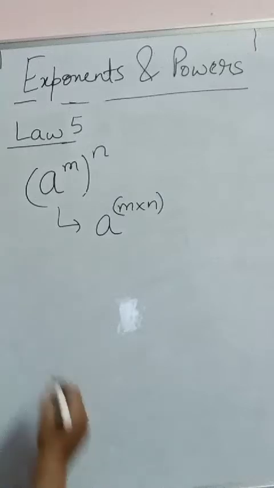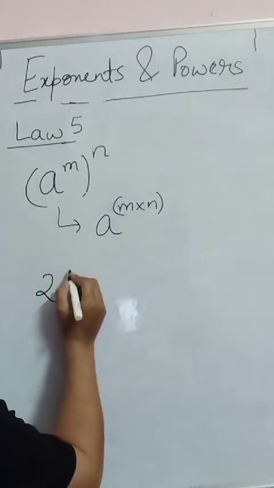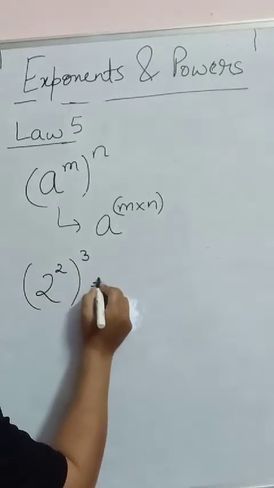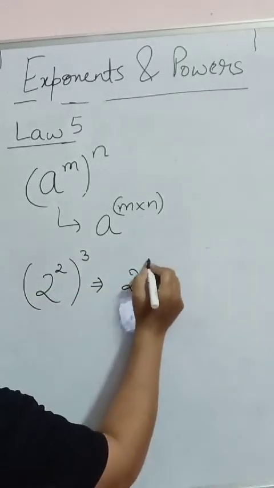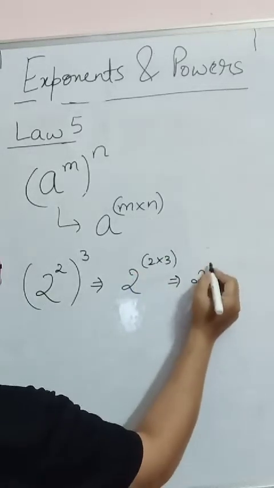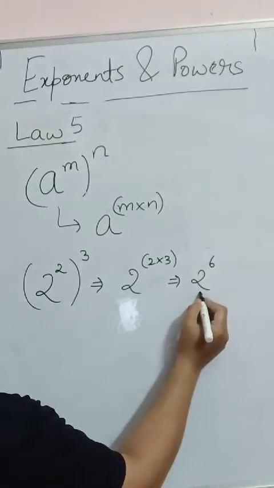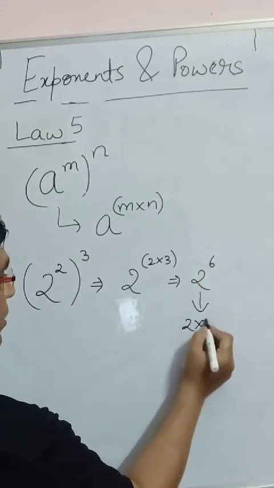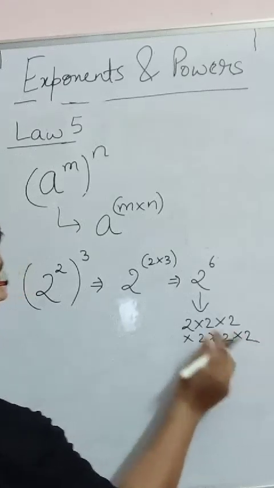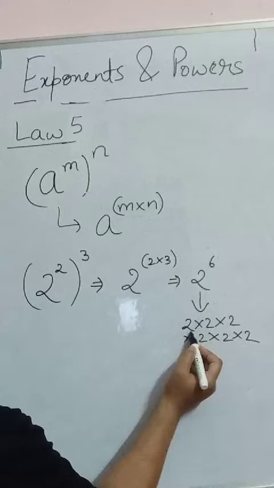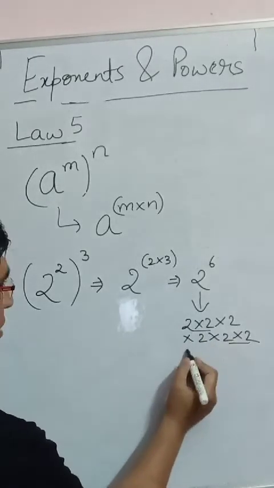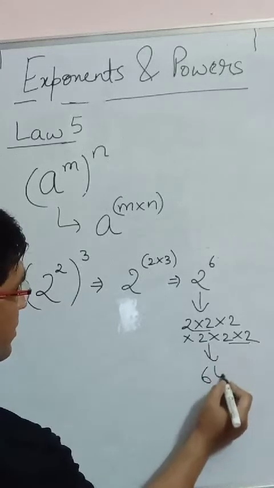Let us take a very small example for the same. If I have 2 to the power 2 and I raise it to the power 3, according to the law, it should be equal to 2 to the power 2 into 3, which is equal to 2 to the power 6. Now what is this value equal to? It will be 2 into 2 into 2 into 2 into 2 into 2. That means 2 multiplied 6 times. So the answer will be 4 into 4, 16. 16 into 4 is 64. So the final answer becomes 64.